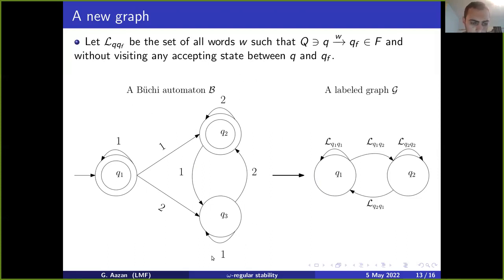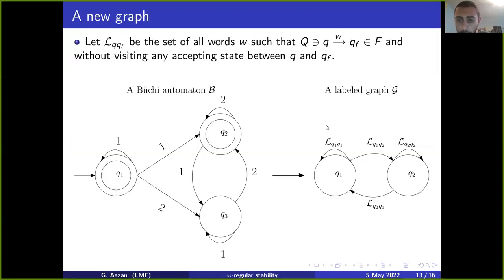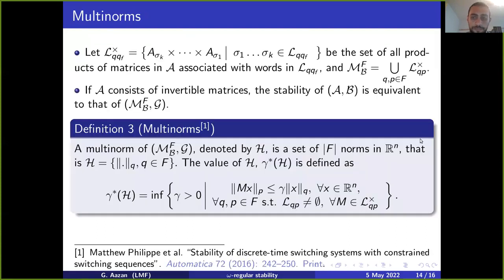So if this system is attractive, we say that the labeled graph G formed by this system, and this set of matrices, is stable. So if this system is globally attractive, we say that this system will also be globally attractive. In fact, the attractivity is equivalent, in the case where A consists only of a finite set of invertible matrices.